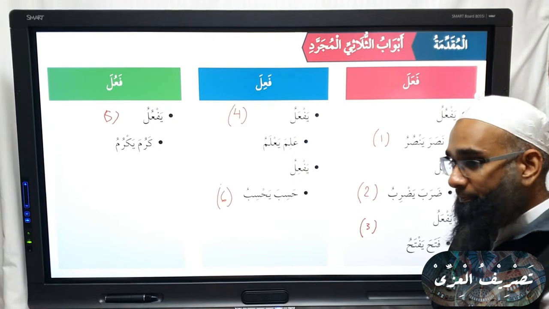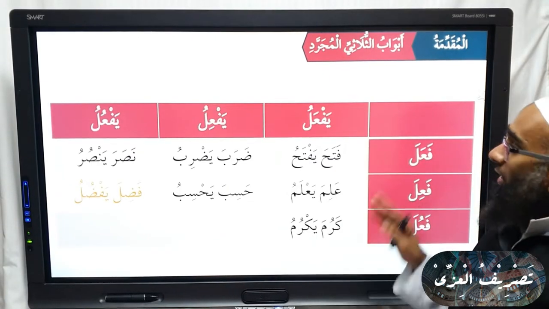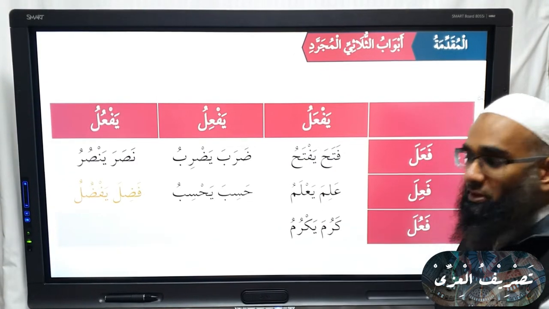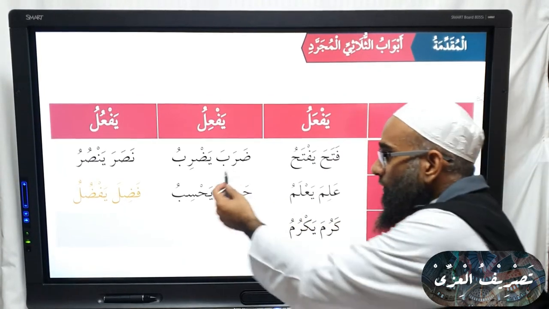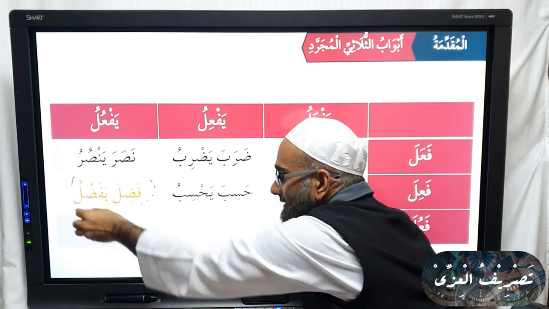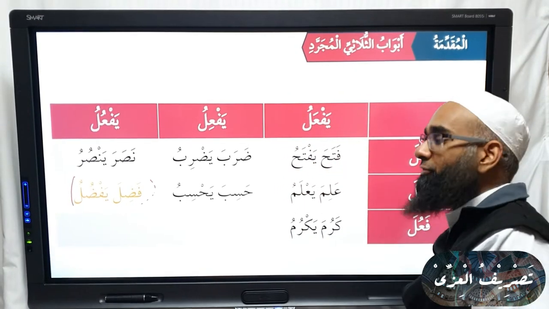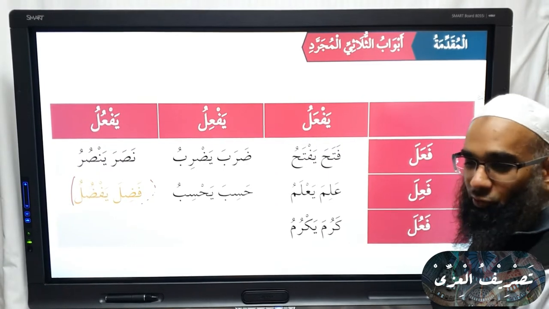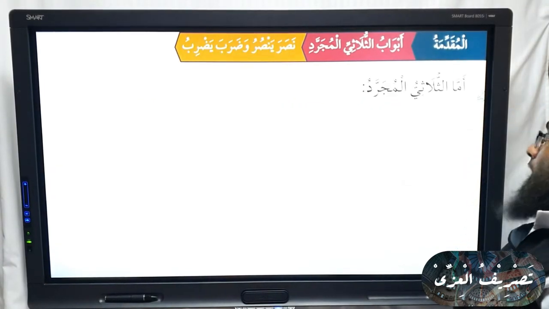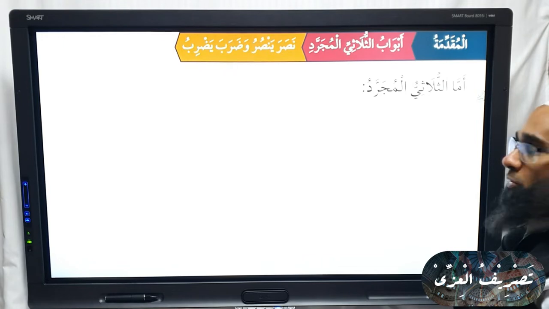Have you understood so far? Okay. So now if you look at it here, in theory there should be 9 possibilities. Yes. So how many exist altogether? 5 and 1 is 6. This one does exist, fa'ila yaf'ulu, but it's very, very rare. They don't even mention it in books because it's so very rare. So, no, it's not in the Quran.